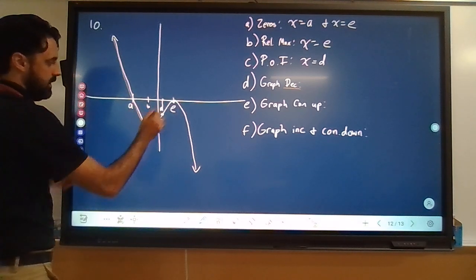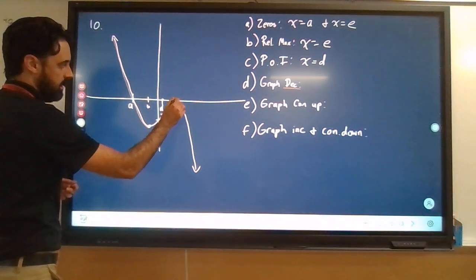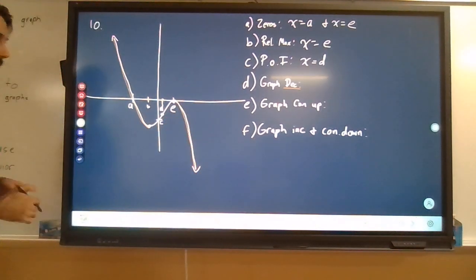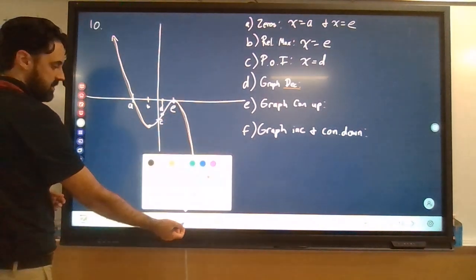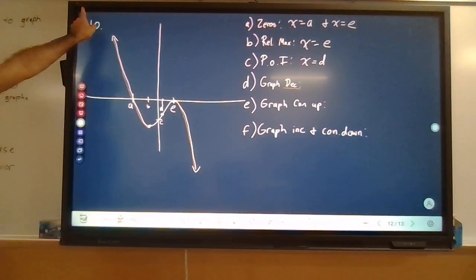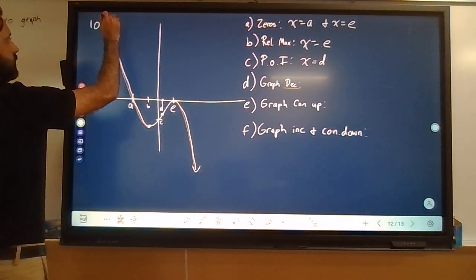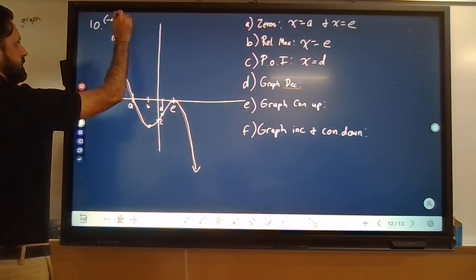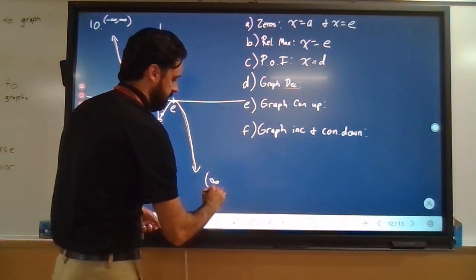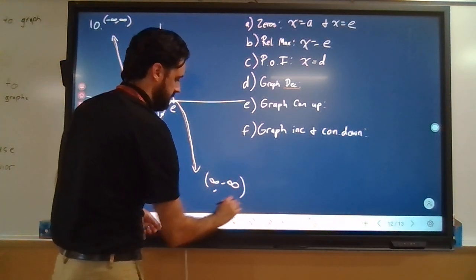Okay, and then it goes up, so it's increasing, and then right here from the maximum, it starts to decrease again. Now, how do we put this in interval notation? Well, we want to list an interval of x coordinates. This graph is going up and left forever towards the coordinate point negative infinity, positive infinity. And then over here, it's going towards the coordinate point positive infinity, negative infinity.